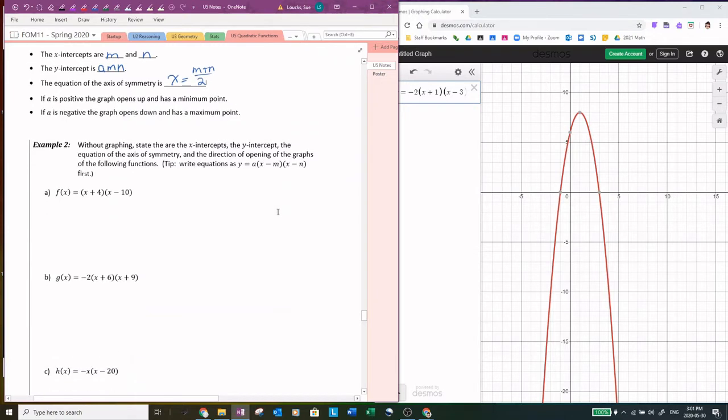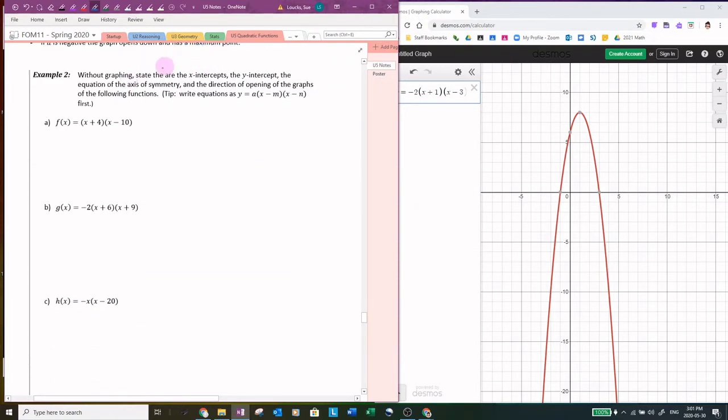Okay. Example 2. Without graphing, state the x-intercepts, the y-intercept, the equation of the axis of symmetry, and the direction of the opening of the graphs. Okay, so here's my tip. Rewrite the equation like this first. This is not exactly like that, is it? So let's rewrite it. So whether we use y or f of x doesn't really matter. So we can do f of x equals, what's my a value here? Well, it's 1, right? So let's put that there.